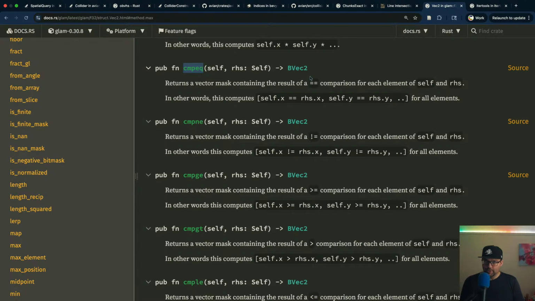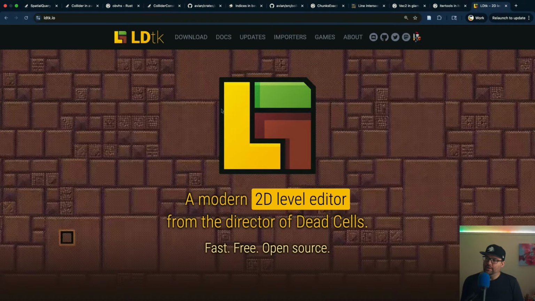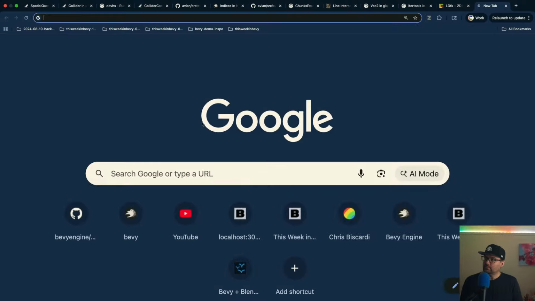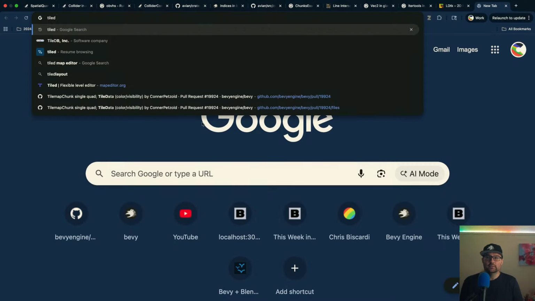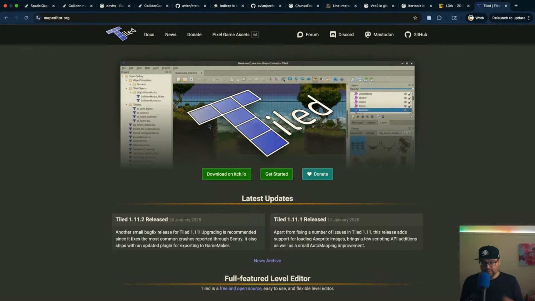If you're doing 2D, things that people really like are LDtk, which is by the Dead Cells people, or Tiled. My preference is LDtk unless I need a feature from Tiled. So if I'm not doing isometric 2D, then I'm using LDtk in general.